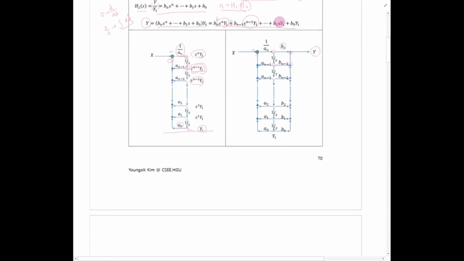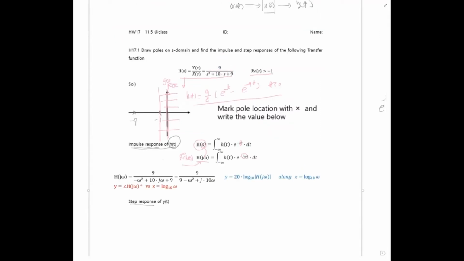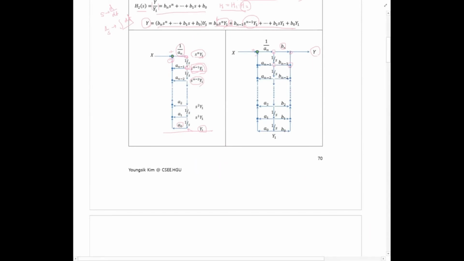Okay, we have the previous example like this one. So how are we going to express that one? So that is H(s) equals 9 over s squared plus 10s plus 9. We would like to draw this one into this canonical form. Then firstly we need to understand this part first. So x is the input provided, and that should be subtracted, and an is 1 at this moment.